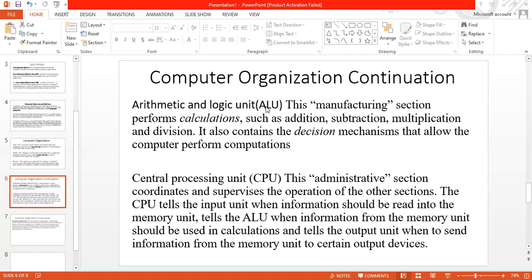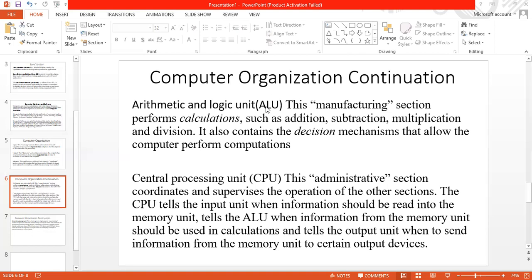So now the input, the memory unit tells the arithmetic logic unit when information from the memory unit should be used in calculations. So they work hand in hand. So from our input to storing of information in our memory, to processing the information in our arithmetic and logic unit, then having it back in our output. So this is a sequence.